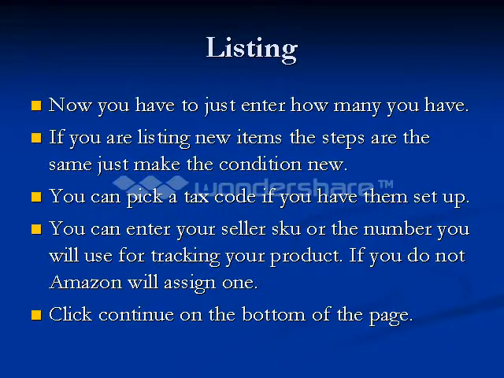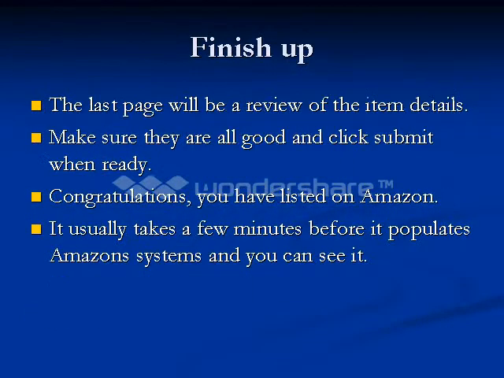If you're listing something that's new, the steps are the same. Just make the condition new. You don't have to change anything else. You can pick a tax code if you have that set up in your seller account. You can enter your SKU to track the product. If you don't have one, Amazon will assign one automatically. And click the continue button at the bottom of the page.